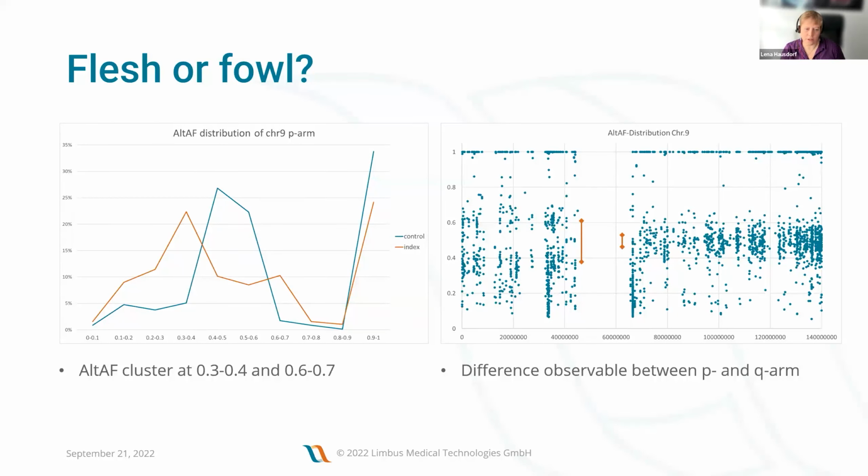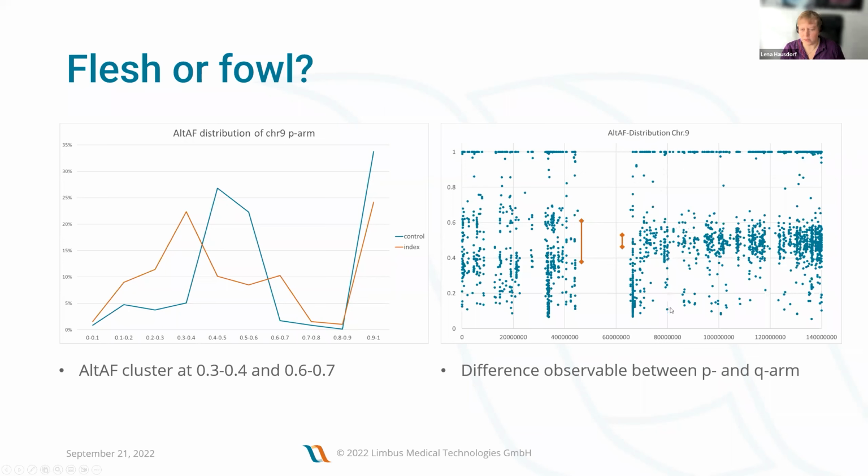triplication in this case. Also, we plotted it a little differently as a scatter plot, this time for the whole chromosome, and you can clearly see this is the P arm, this is the gap between the 2 arms, the centromere, and then you have the Q arm, and you see the Q arm is normal with variants clustering around 0.5 and some variants clustering at 1.